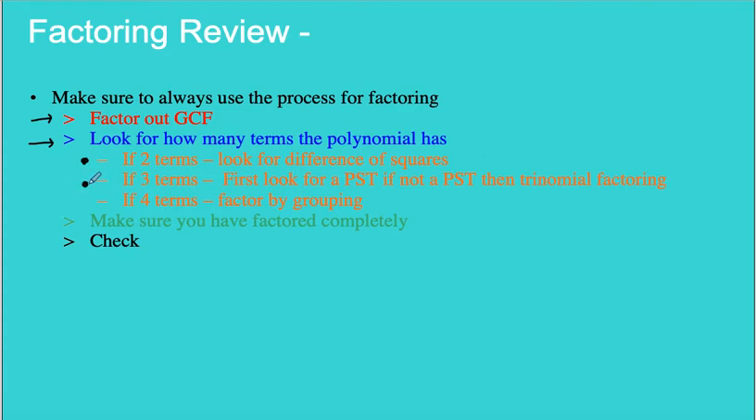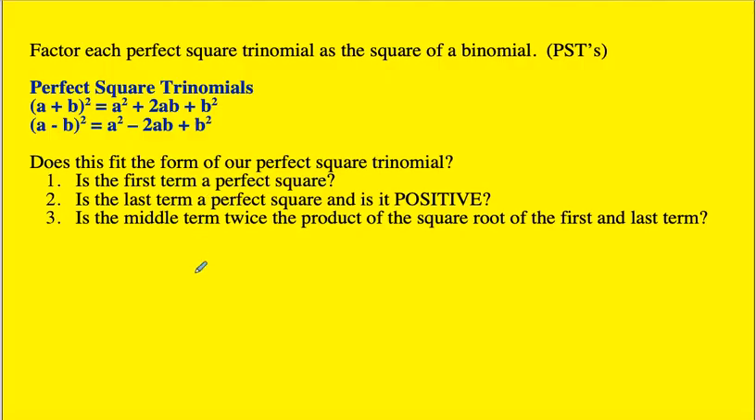If it's three terms, we first, no matter what, want to look for a perfect square trinomial, which is what we're going to talk about today. I call them PSTs for short, a perfect square trinomial. And again, you want to look for this first if there are three terms. All right, so let's talk about a perfect square trinomial.